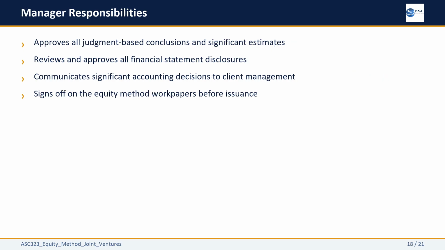The manager holds the final approval authority for anything that involves significant judgment. That includes whether an investment qualifies for the equity method, how to treat a complex intercompany arrangement, what to conclude on impairment, and how to draft a disclosure. The manager also serves as the interface with client management on significant accounting decisions, ensuring that the accounting conclusions are understood and agreed at the right level before the financial statements are issued. Nothing goes out without manager sign-off.